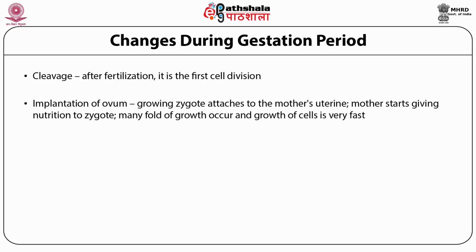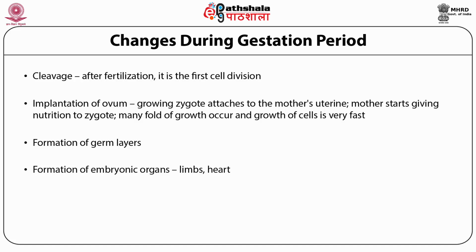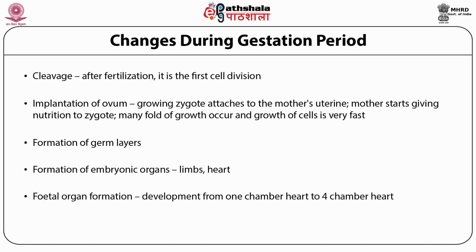Many folds of growth occur, and the growth of cells is very fast during this period. The formation of the germ layers takes place in the gestation period. The formation of embryonic organs like limbs, heart, and lungs keeps going during this phase. The fetal organ formation, including the development from a one-chamber heart to a four-chamber heart, also takes place in the gestation period. Fetal development progresses in every main part or organ.